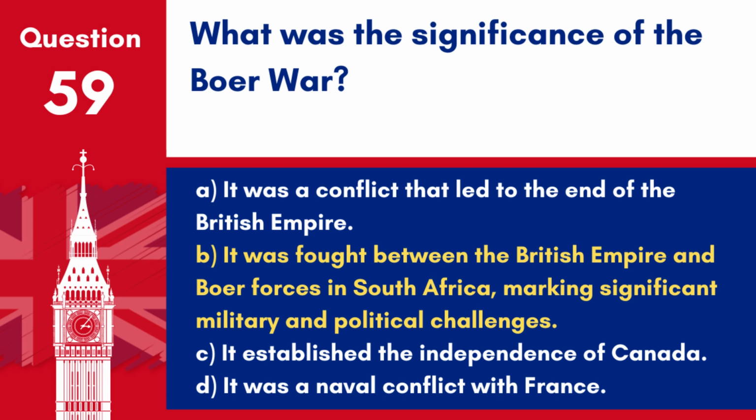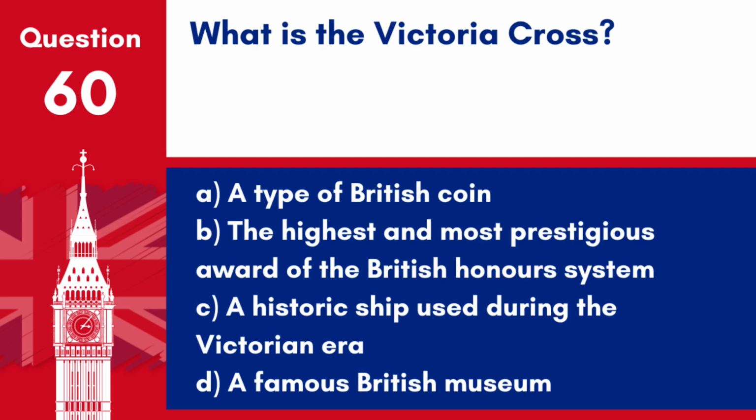Answer: B. It was fought between the British Empire and Boer forces in South Africa, marking significant military and political challenges. The Boer War had profound effects on military tactics and highlighted the complexities of the British Empire's role in colonialism. Question 60. What is the Victoria Cross?